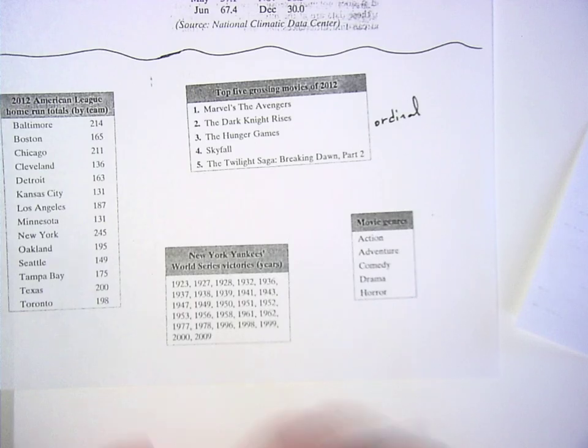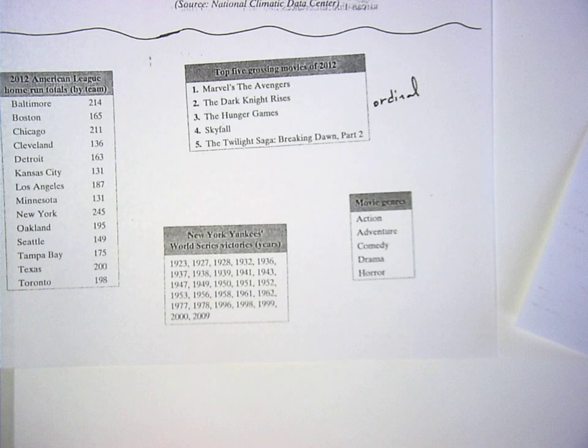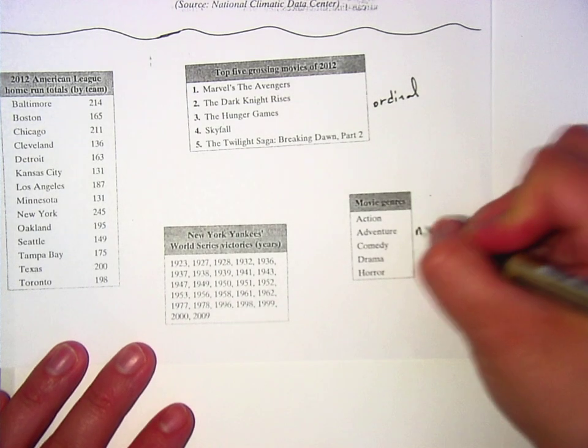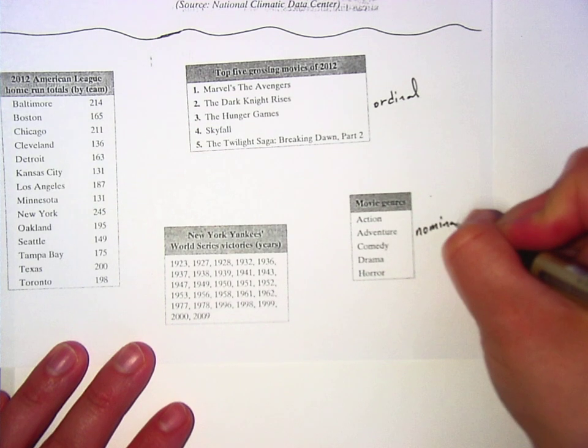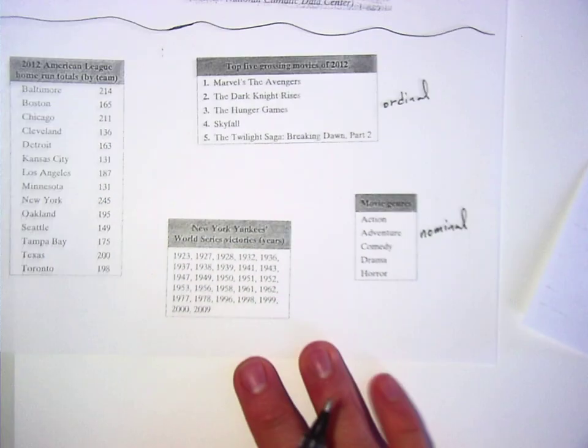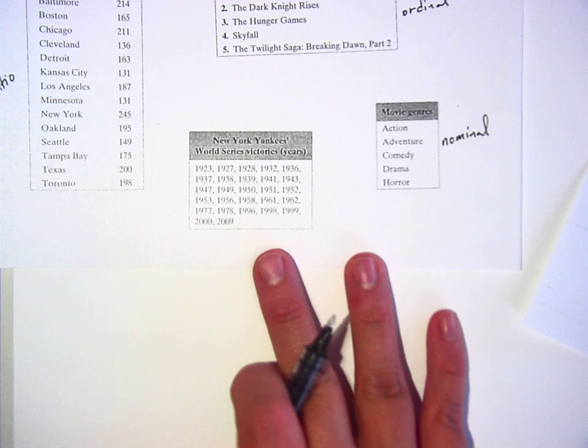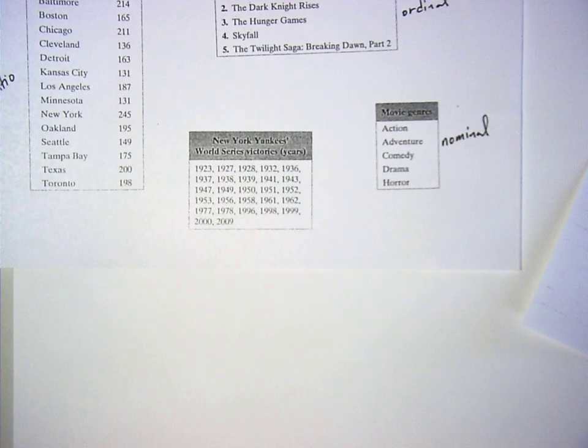Go get a prize. Autumn? The movie genres, that's nominal because you can't put them in order. Right. I guess that's very similar to movie genres, TV show genres. Probably shouldn't have put those both on there, but whatever. But yes, please go get a prize.